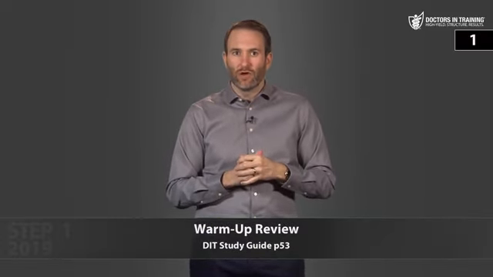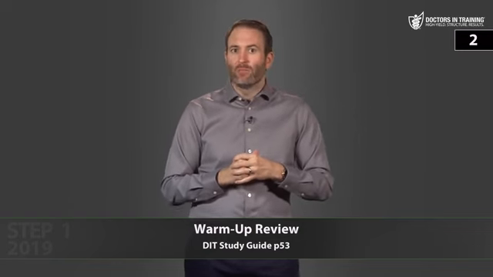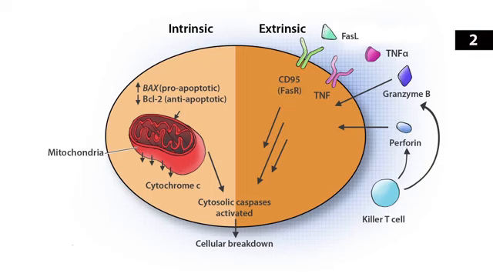Let's get going. What molecules provide the structural framework for DNA and the nuclear envelope? These are the nuclear lamins. Next, what substances are utilized by natural killer cells to induce apoptosis in other cells? So granzymes and perforin are the substances that NK cells use to induce apoptosis.